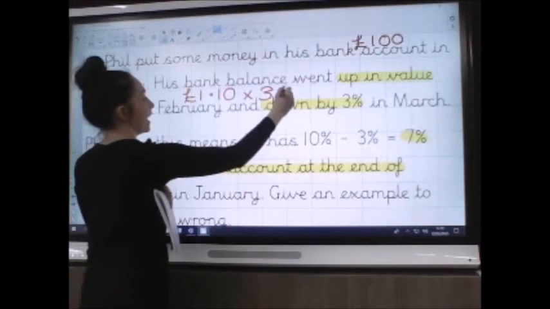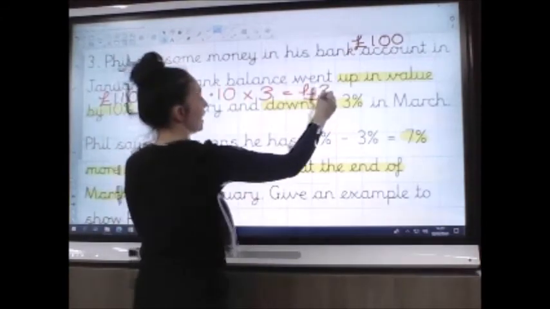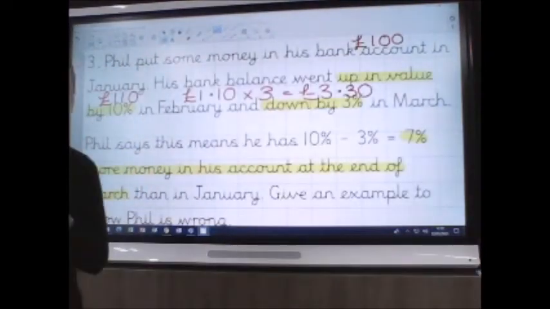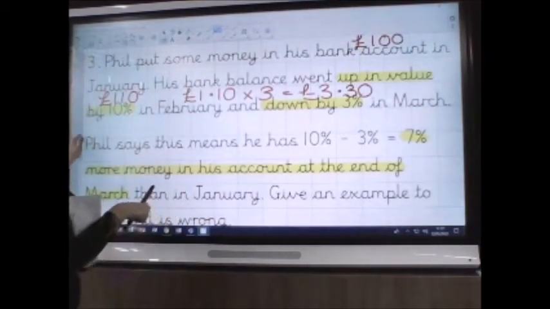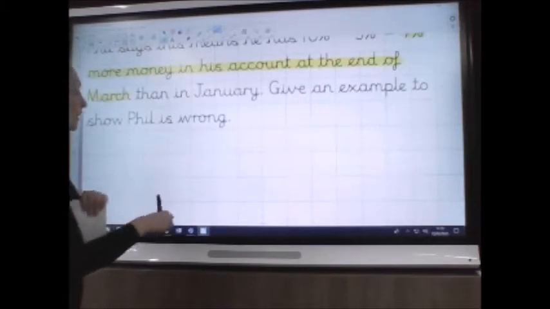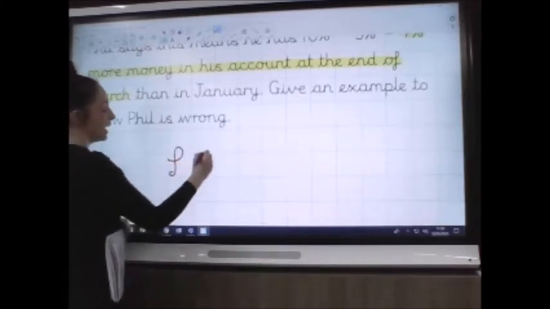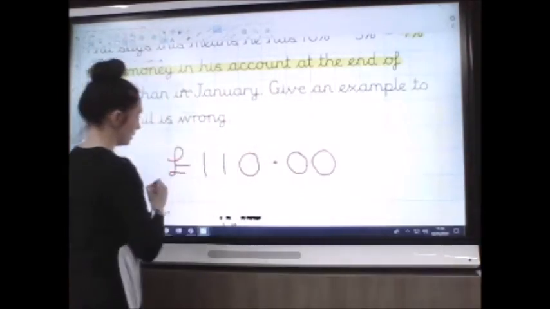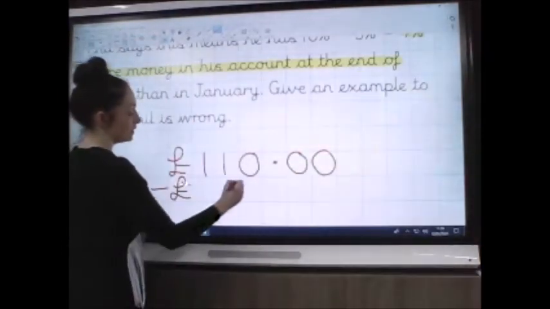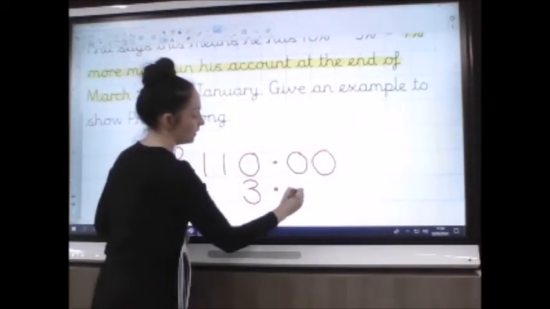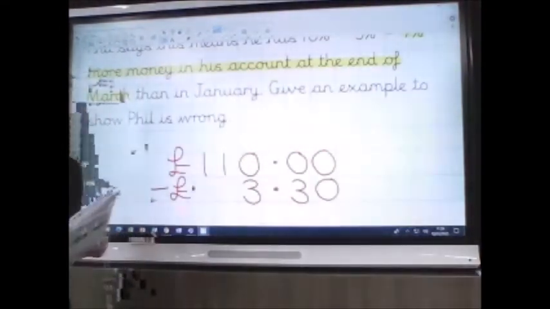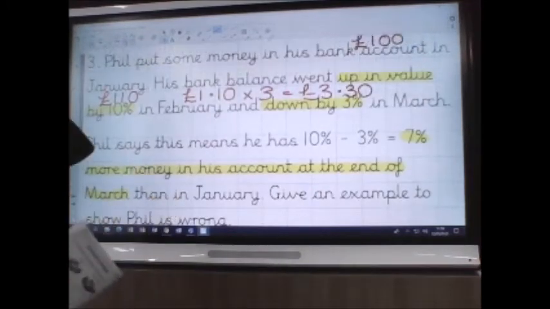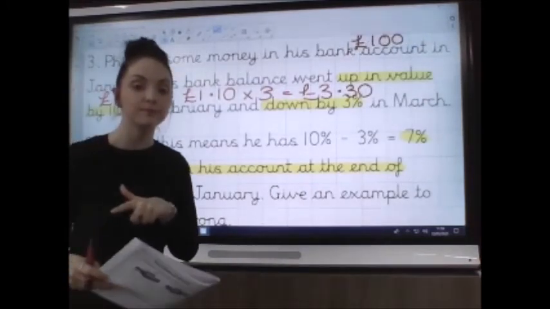£1.10 times 3 would be £3.30. So it's gone down by £3.30. So we now need to do £110 take away £3.30. Okay, and when you've worked that out, that's how much he ends with in March.